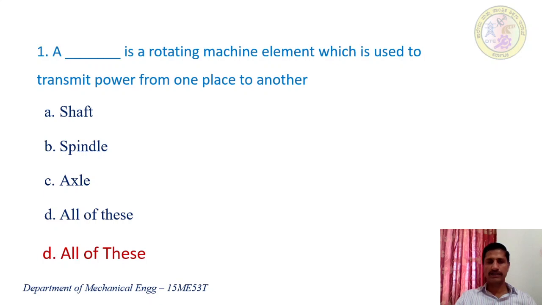Right answer is all of this, because all these three: shafts, spindle, axle. Spindle means it is a machine shaft, an integral part of any machine. And axle, as all of you know, in automobiles a shaft is known as an axle. It may be a front axle or a rear axle. Usually the rear axles are subjected to both twisting moment as well as bending moments, but front axles are subjected to only bending moments. They carry loads. All these three are considered as shaft. The right answer is all of this.